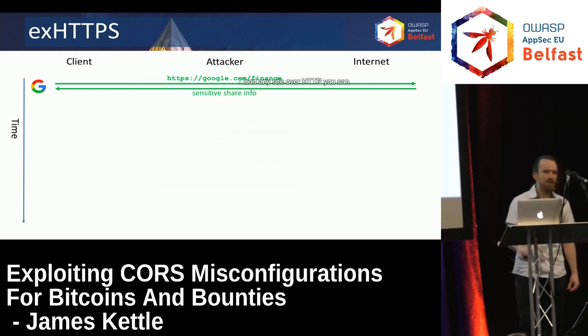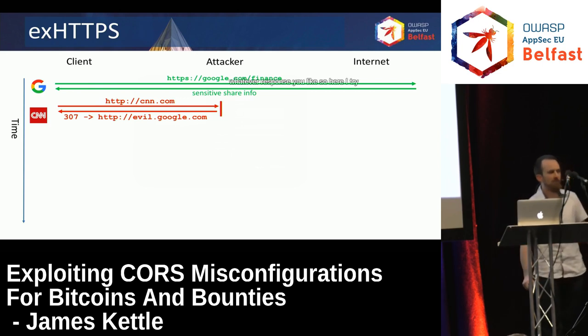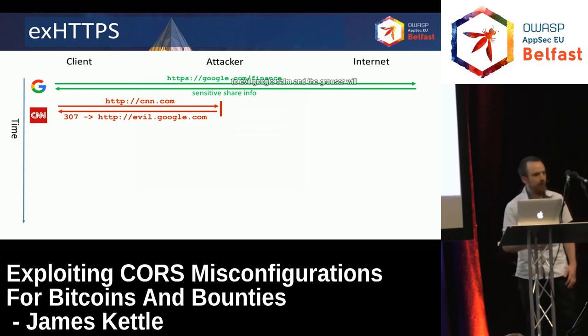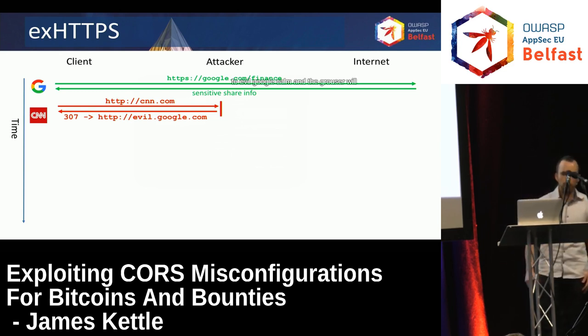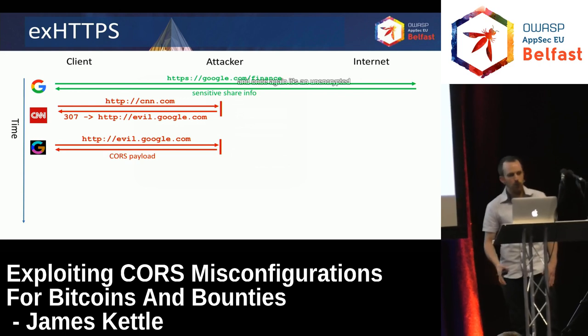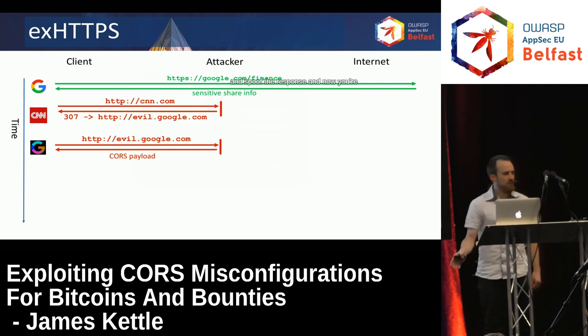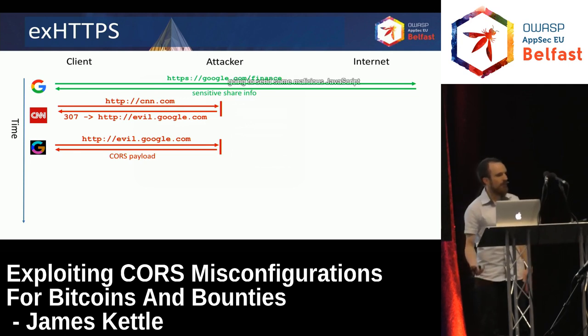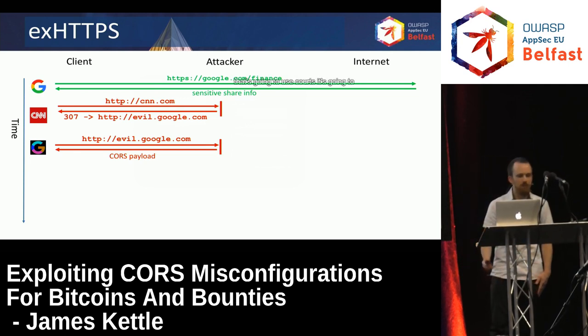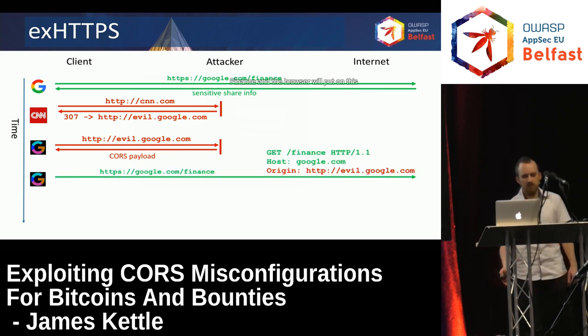But as soon as I load any site over HTTP, you can intercept that request and spoof whatever response you like. So here, I try and load cnn.com, and you can redirect me to evil.google.com. And the browser will silently follow that redirect and load up HTTP evil.google.com. And once again, it's an unencrypted connection. You can catch that request and spoof the response. And now you're going to send some malicious JavaScript that's going to use CORS to send a request to Google Finance.